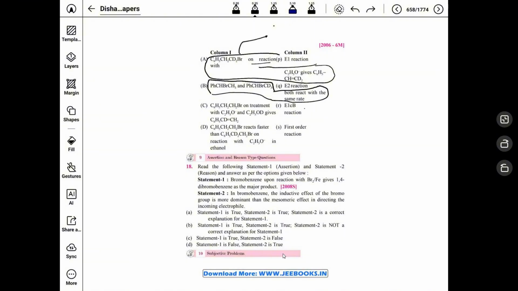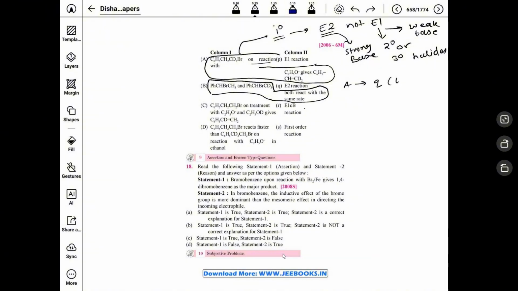So first we should understand that whenever you see primary halides, there is a possibility of E2, not E1. And for E2 we need a strong base. For E1 a weak base is enough, and it's shown by secondary or tertiary halides. But in the given question we have only primary. So A is primary halide as we said, therefore it will match to Q, E2 reaction. Only one option, it is matching to one option.